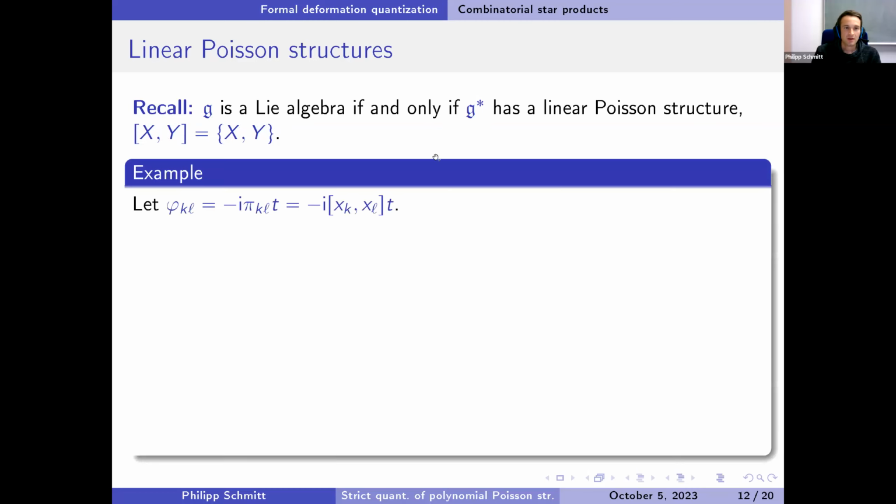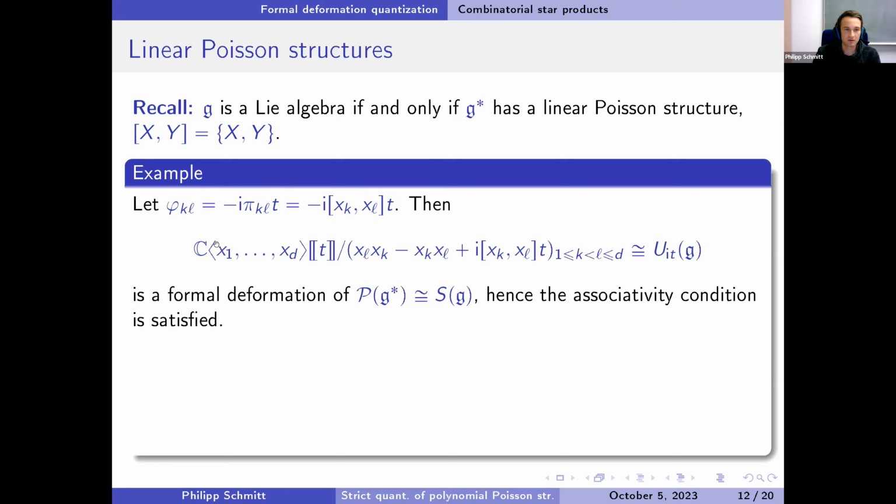And in this case, we can again just use the Poisson bivector in the first order, and we do not need to modify this. Then we see that if we consider this free algebra that I had on the slide talking about involutions, the ideal that we quotient out is xl xk minus xk xl plus i times the commutator of xk and xl times the formal parameter. And this is in some sense just the version of the universal enveloping algebra of our Lie algebra, where we've rescaled our Poisson bracket by a factor of it.